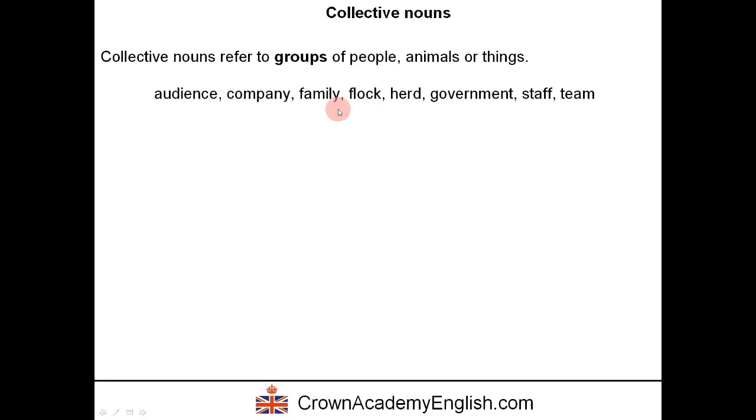Okay. Flock, this is a group of birds. This is the name for when birds fly together. So a flock of birds are in the sky. And a herd, this is a group of animals. For example, a herd of sheep, or a herd of cows. So it's a group of cows or sheep. Okay?